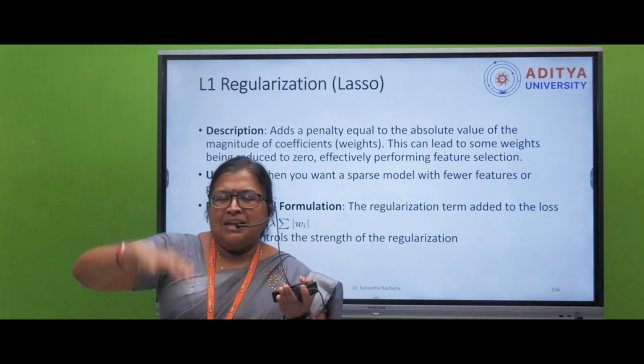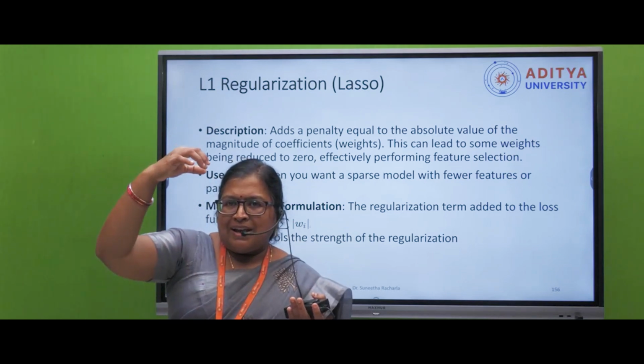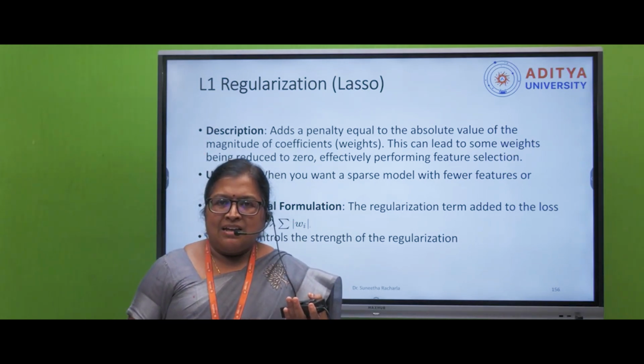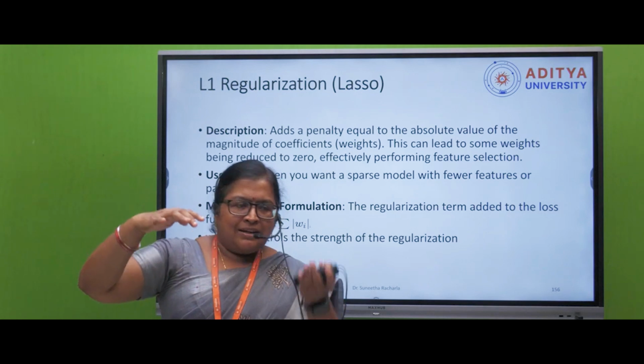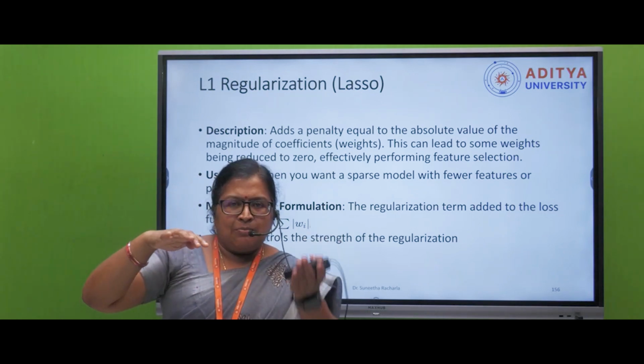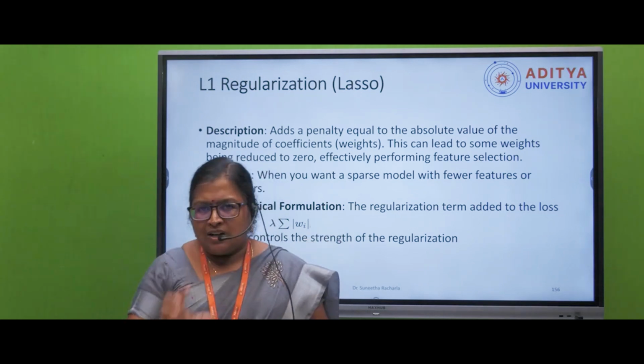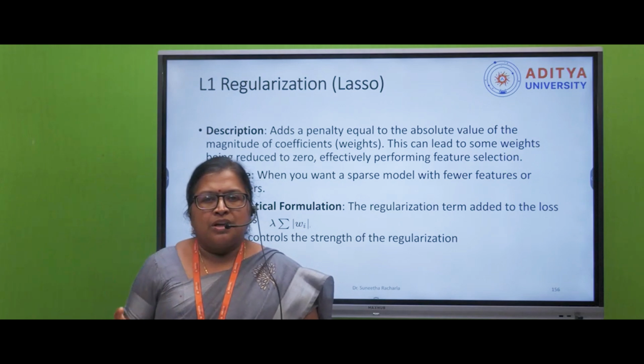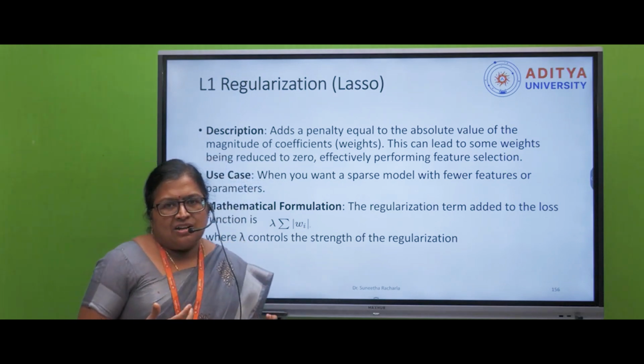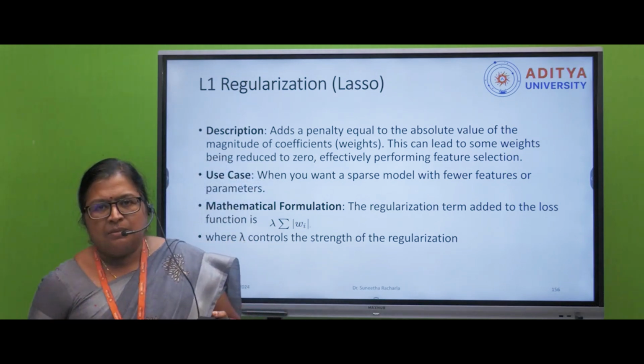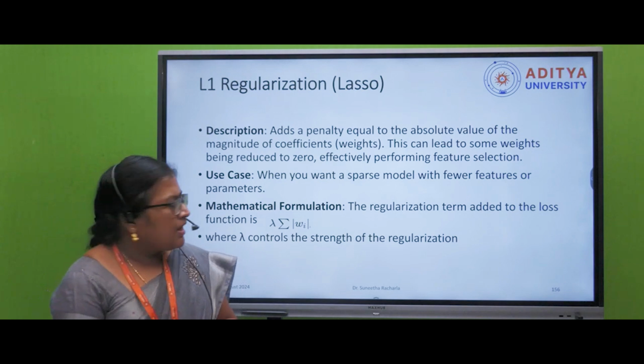So it will be in our hands to reduce the penalty or to increase the penalty. Whenever you increase it a little bit, we are able to reduce the loss. So this is what regularization does, and this is what L1 regularization is. The particular nodes will be removed completely.